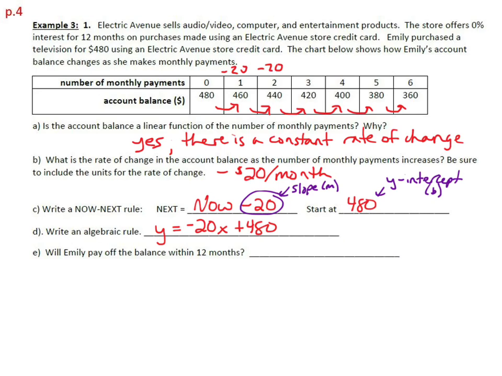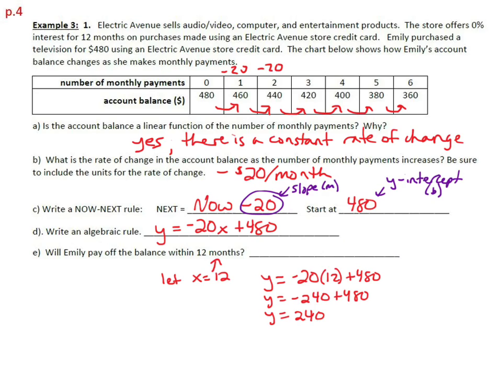Now we can use our algebraic rule to determine things like, will Emily pay off the balance within 12 months? Well, 12 months, remember we said x is the number of months. That's our independent variable. So if we let x be 12, then we can use our rule and say y equals negative 20 times 12, plus 480. Well, that negative 20 times 12 is going to put us at negative 240. So at the end of those 12 months, she still has $240 to pay off. So no, she has not paid off the $480 that she paid for the TV in that first year. So this is what she still owes.